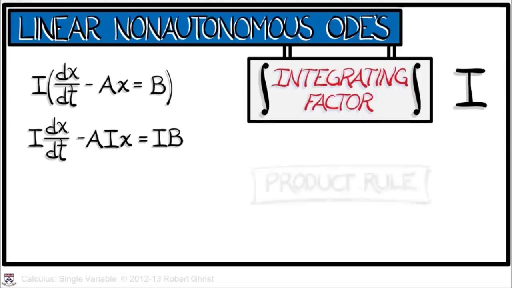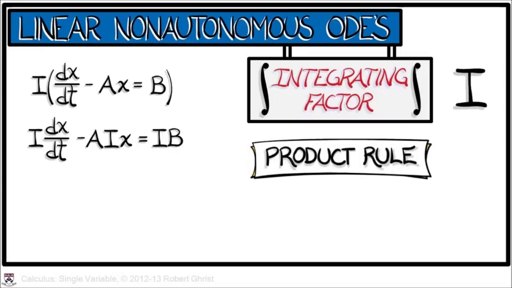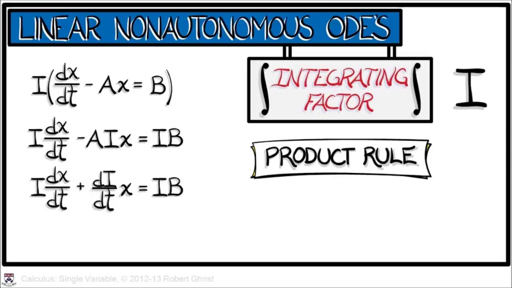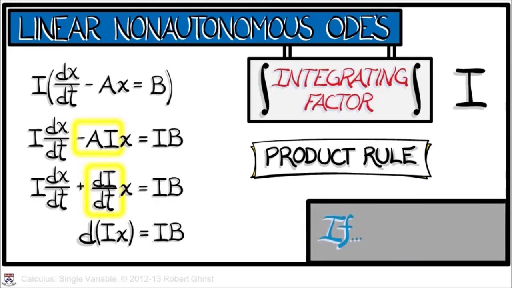Well, if you look at that left-hand side and keep in mind the product rule, then you see something that should remind you a little bit of the product rule. If we had something that looked like I times dx/dt plus dI/dt times x, well then, we would recognize that that's just the derivative of I times x. And that's something that's going to be helpful to us. So what would we need to be true in order to have this? We would need to have dI/dt equal to negative a times I.